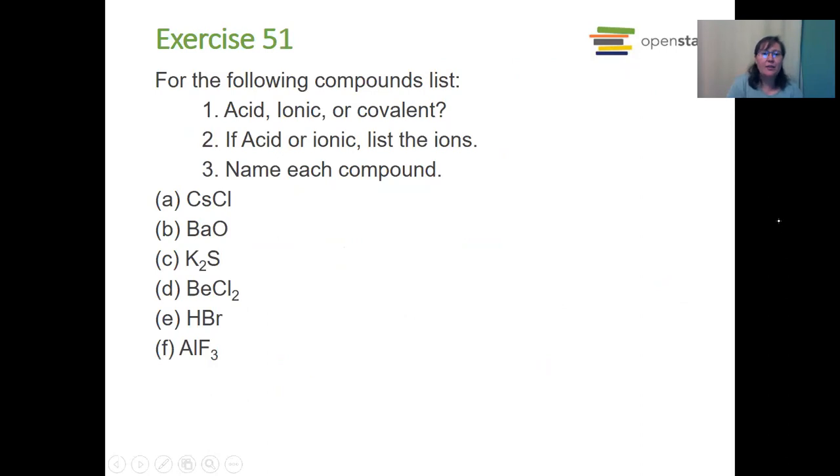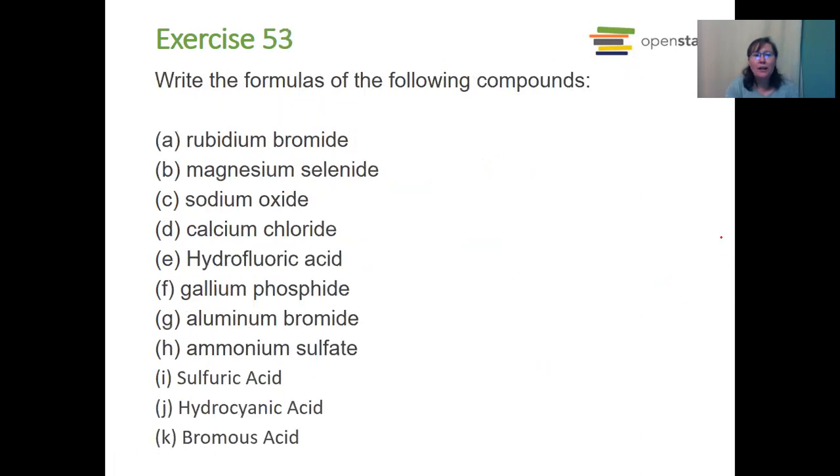In this exercise, you're going to be identifying, is it acid, ionic, or covalent? If it's acid or ionic, list the ions and then name each compound. In this one, you'll be using your ion list in order to find other things. So this is kind of a mix.